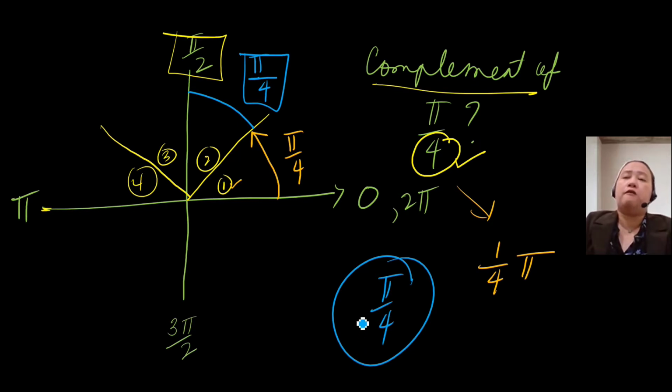Another easy way of identifying the complement is just by subtracting the given pi over 4 from pi over 2. I'm showing to you how you can graph.